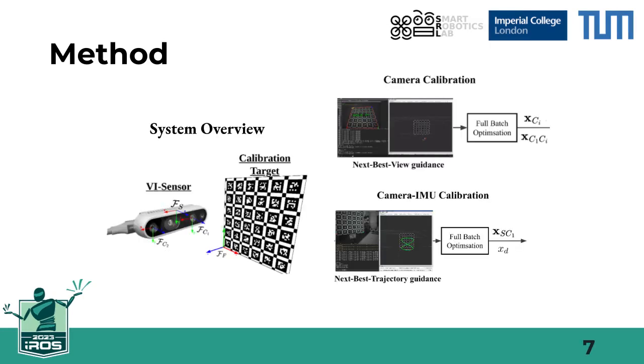Our proposed calibration pipeline consists of two stages. The first stage aims to perform vision-only camera intrinsics and extrinsics calibration employing next best view feedback. In the second stage, camera-IMU extrinsics are found by using next best trajectory feedback.